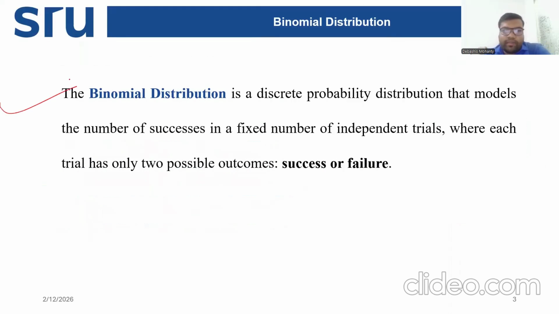So this is very important. The binomial distribution is a discrete probability distribution that models the number of successes. Basically, in the binomial distribution, we are dealing with the number of successes and failures, right? So either it is dealing with success or it is dealing with failure. Here, there are two possible outcomes: either a success or a failure.